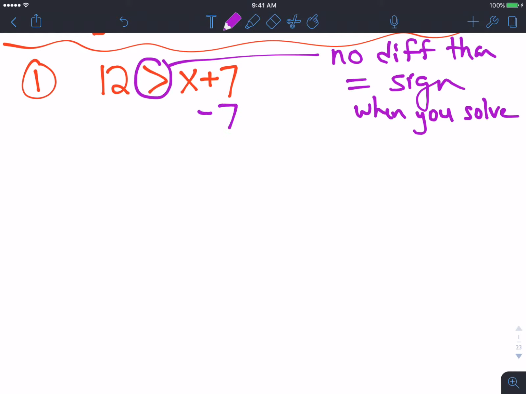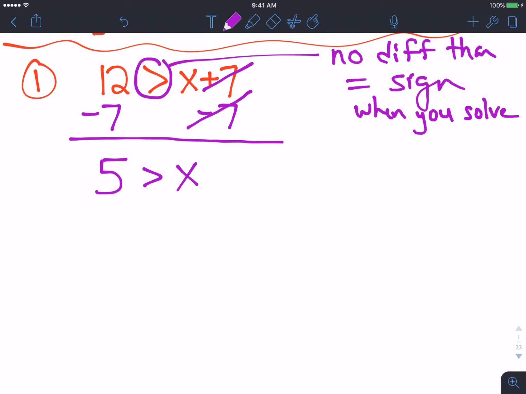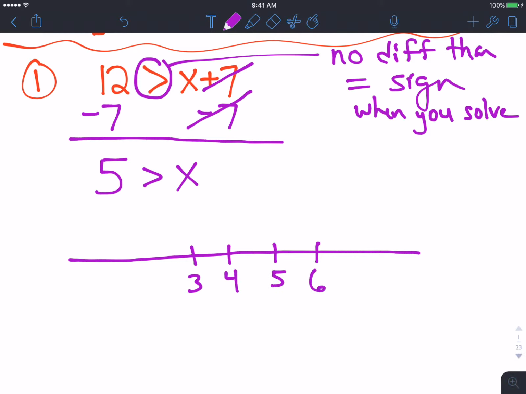You subtract. But what I do to the right side, I must do to the left side. And I get 5 is greater than x. So that's nice and simple. So if I want to show a graph, I'm making an open circle at 5, because it is not an equal sign, and 5 is greater than x.